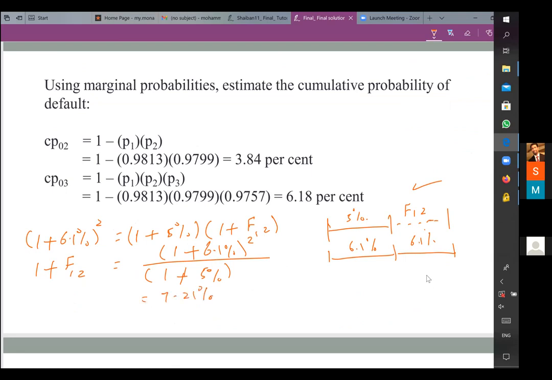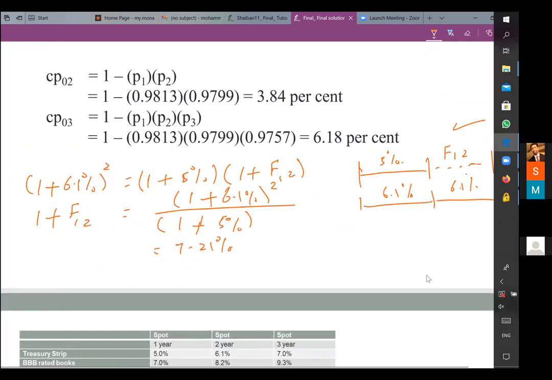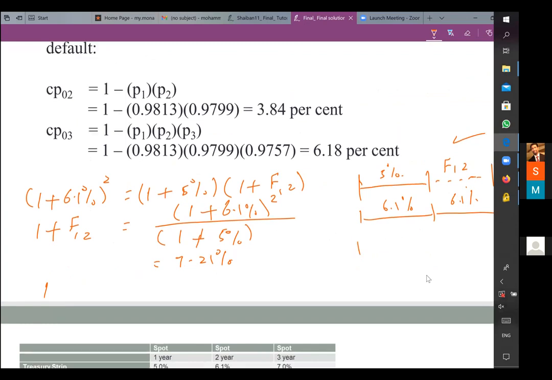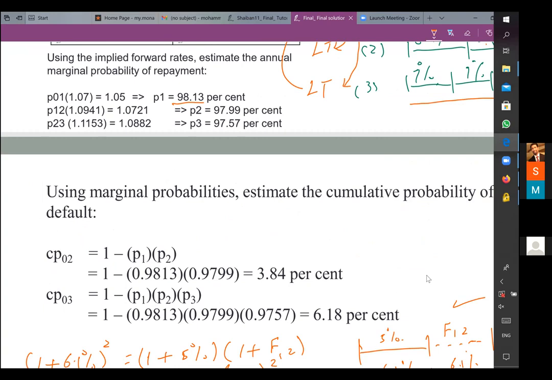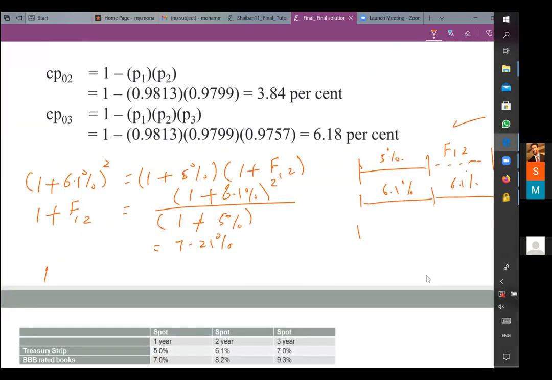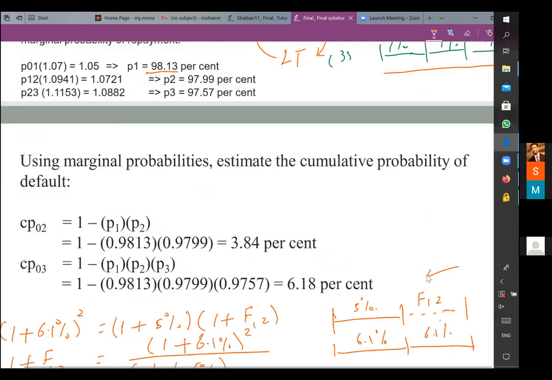Now I gave you just this example. Now we can continue with this. I will not explain it all, but this is the whole idea. If I want to get the 3 years, which we didn't cover in the tutorial, I will have the same thing. I will have 1, because for the 3 years, I will have this equality, which is 1 plus, for the 3 years, it's 7%, right?